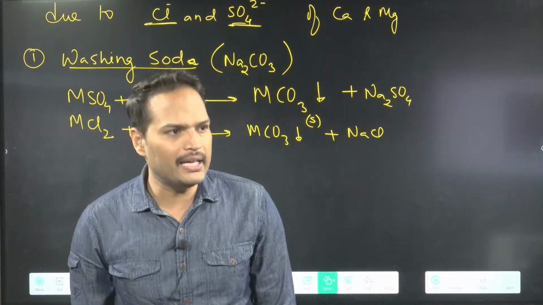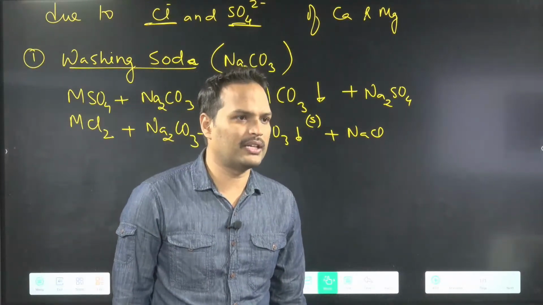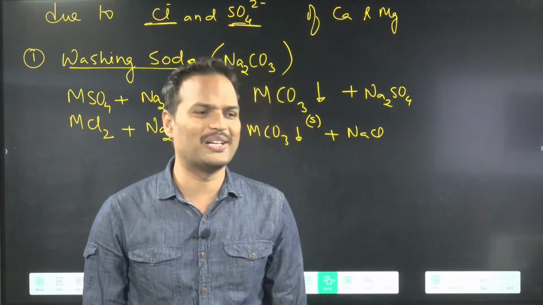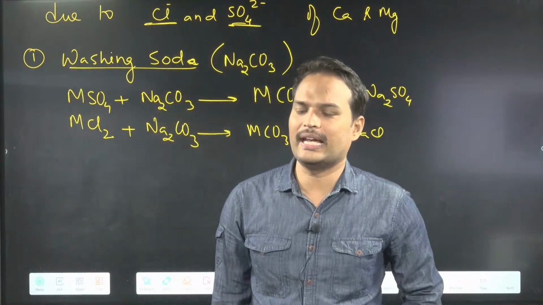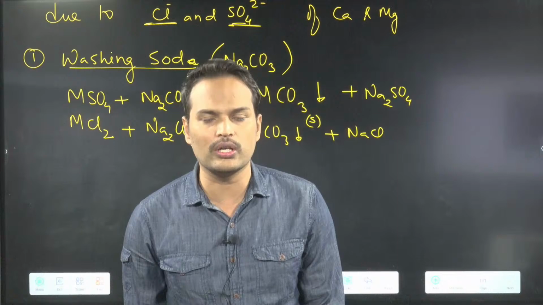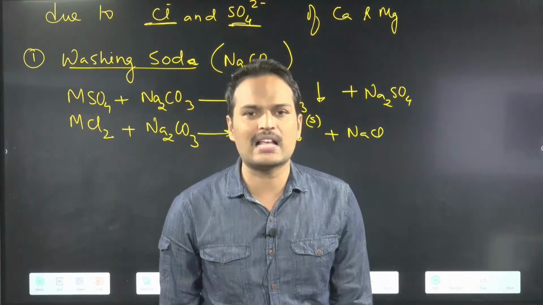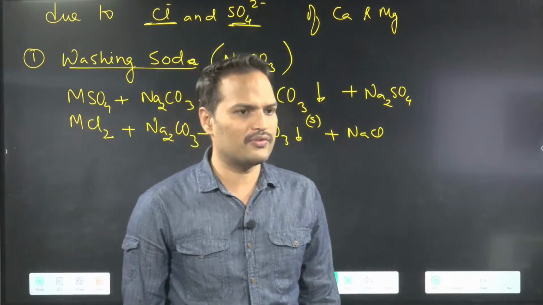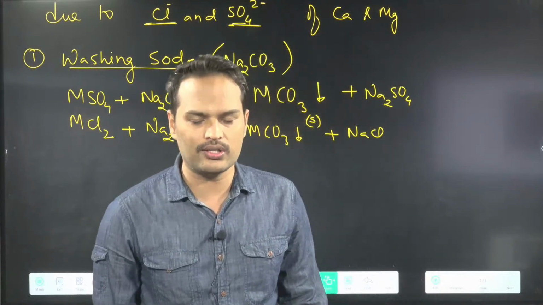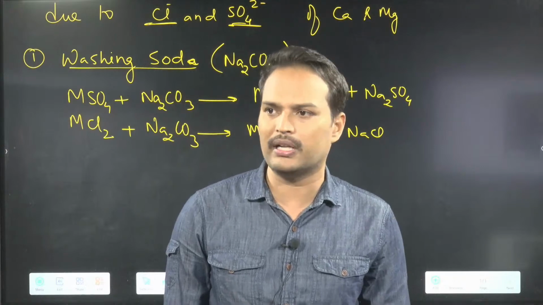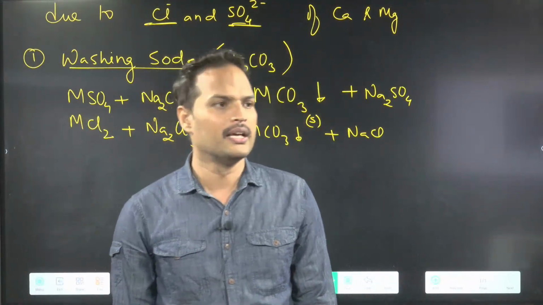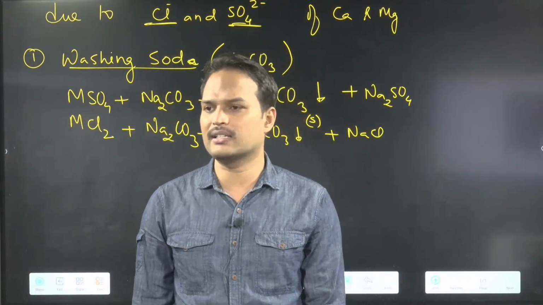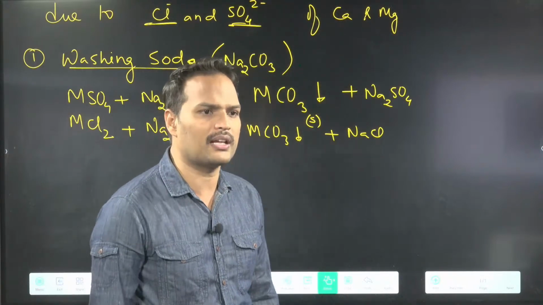Not baking soda, what we are saying? Washing soda, okay? So Na2CO3 is used to remove temporary as well as permanent hardness. Washing soda is used to remove temporary as well as permanent hardness. Written in NCERT, summary at the last of the chapter, second last paragraph.